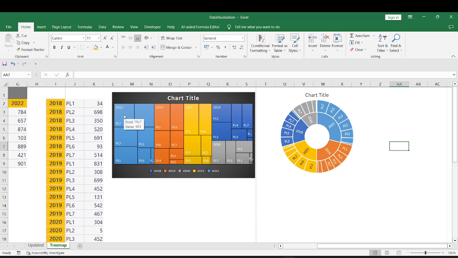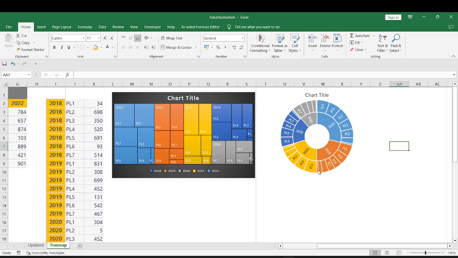But here in the tree map, we are able to clearly understand that 2019 is the second highest and 2020 is the least. In 2020, we see that PL7 was the highest produced product and PL4 was the least produced product. And when we look at 2022, again PL7 is the highest produced product, but PL2 is the least produced product. In every year, we can see the highest produced product and the least produced product clearly.